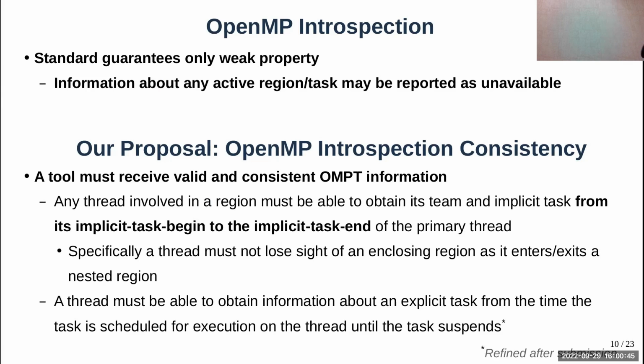Because a worker thread can, as far as I know, the order of the events is implicit task end of the primary thread, and then parallel end. And the worker thread can see implicit task end at some other point while trying to be employed in a new region. And something similar we state for a task. So when a thread is executing a task, you should provide information about it. So after you fully set it up, the runtime should provide information about that task or region. Basically, that's it.